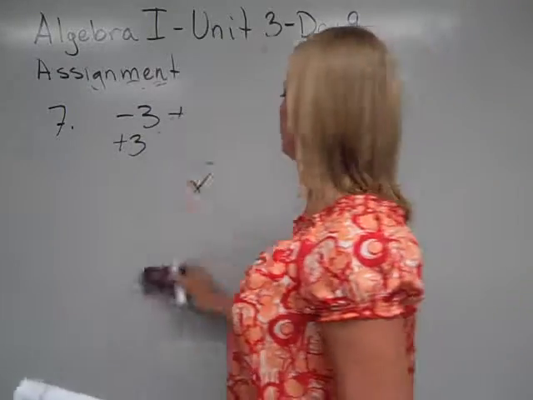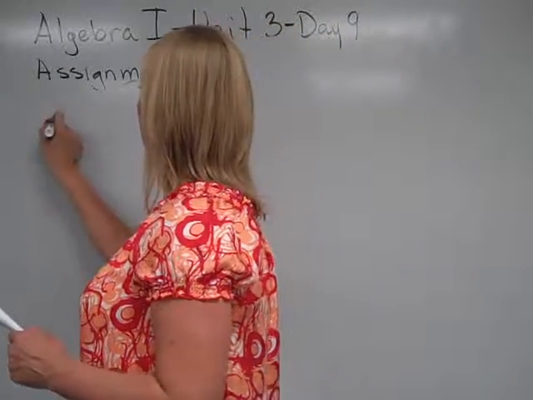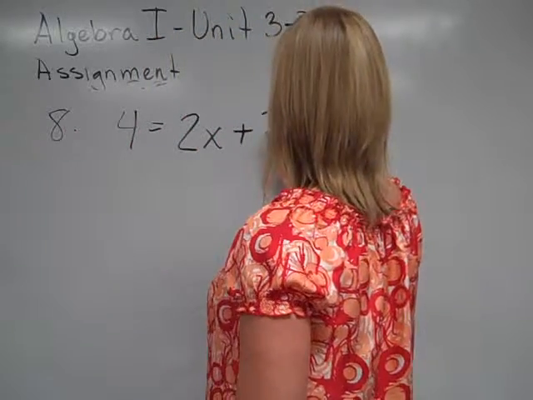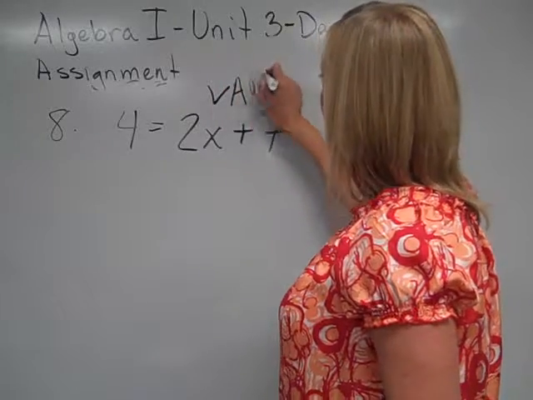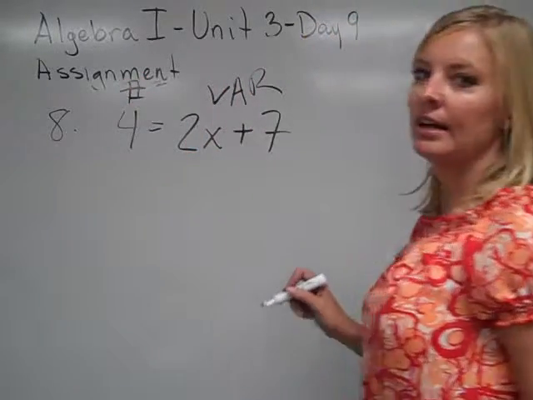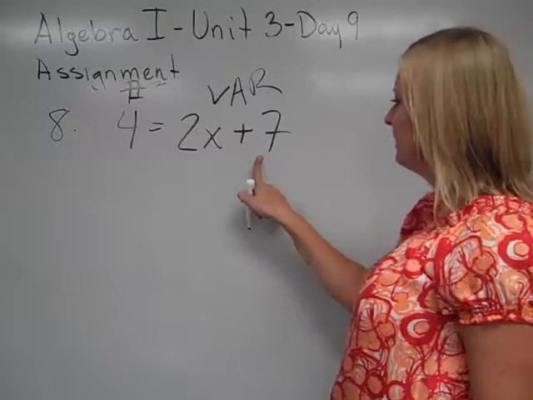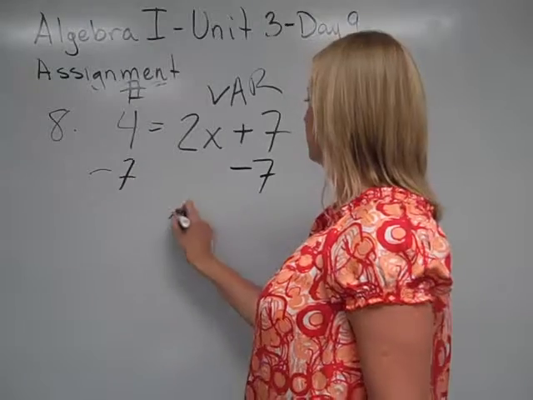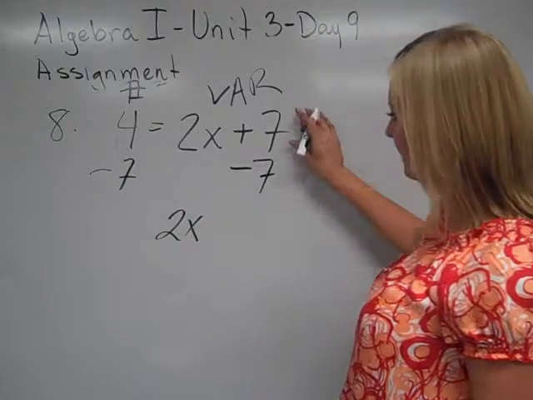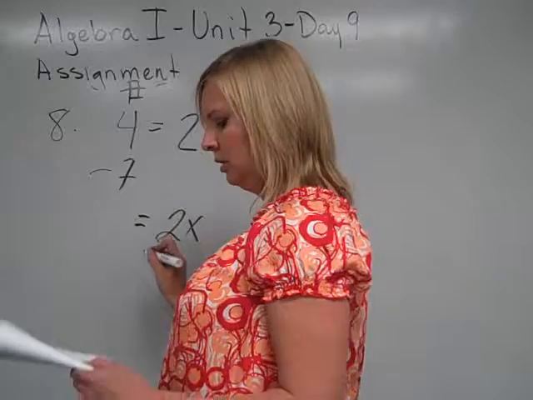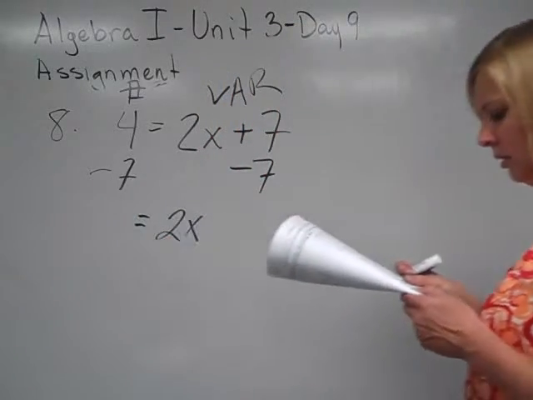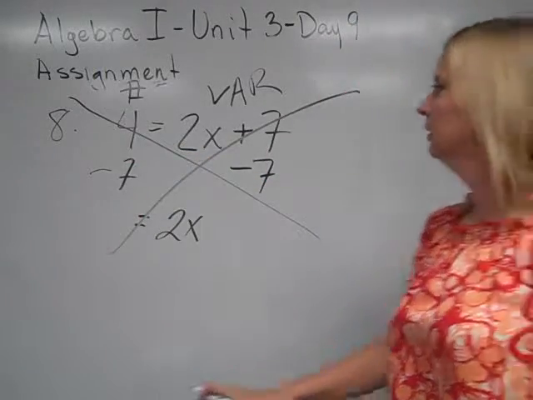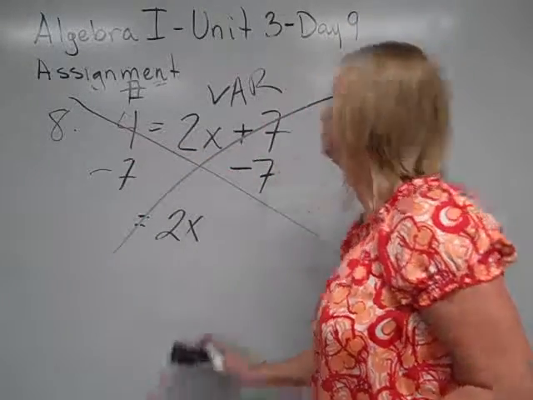Number 8. 4 equals 2x plus 7. Let's keep all of our variables here and put all of our numbers on the other side. That means this plus 7 needs to be on the other side by adding the opposite. So then 2x, let's check. Plus 7 minus 7 is 0. Wait a minute, let's start number 8 over, because I copied the problem down wrong.